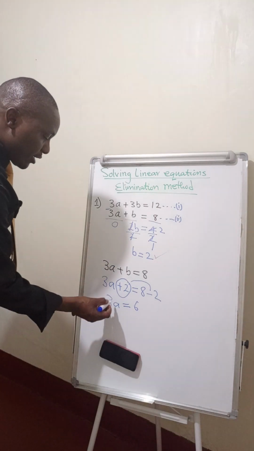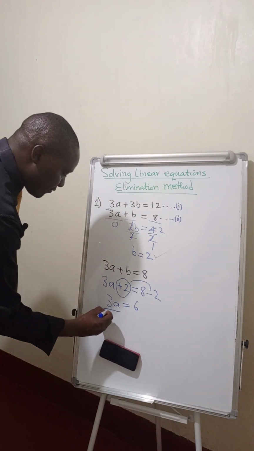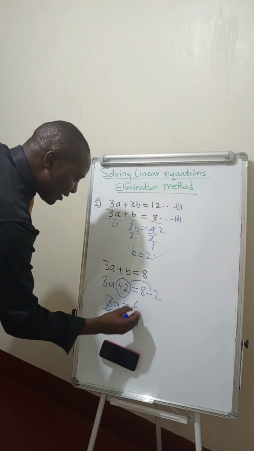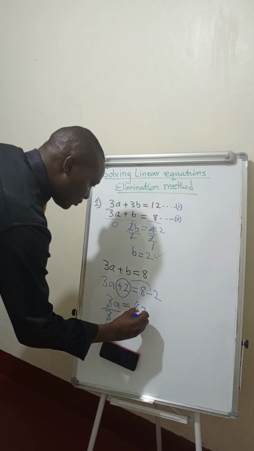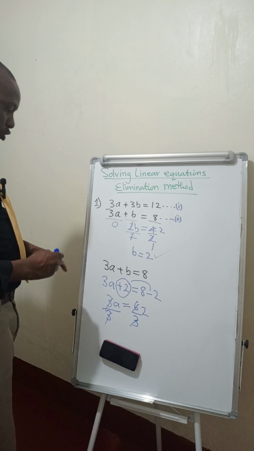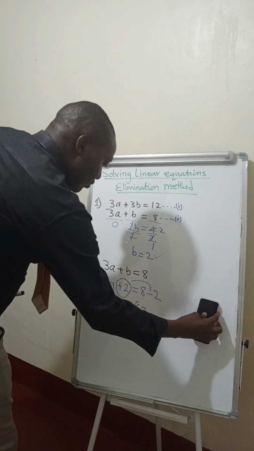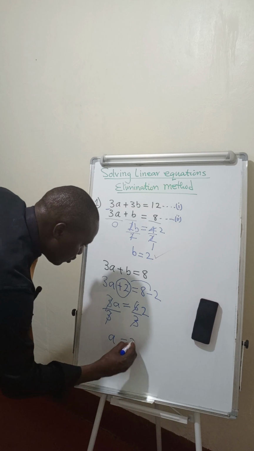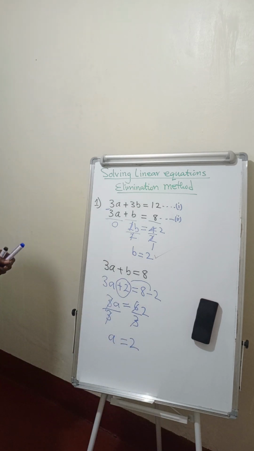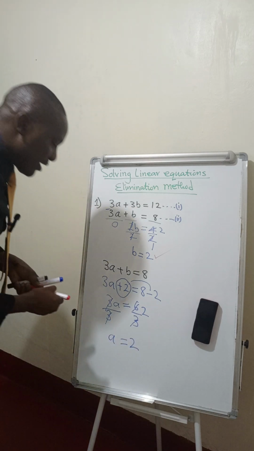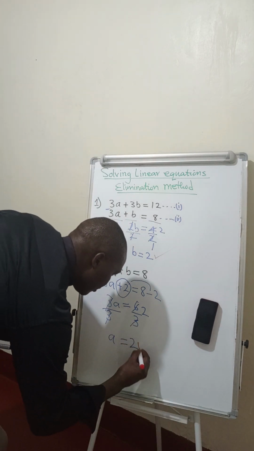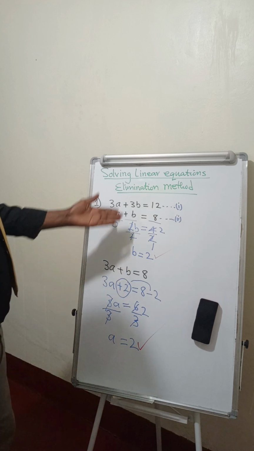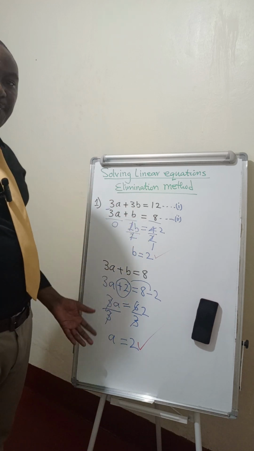But we need the value of A. How do we get that? Divide both sides by the 3. And here you go. What do you get here? The value of A is equal to 2. Another one, the beautiful tick. So look at how easy mathematics is.